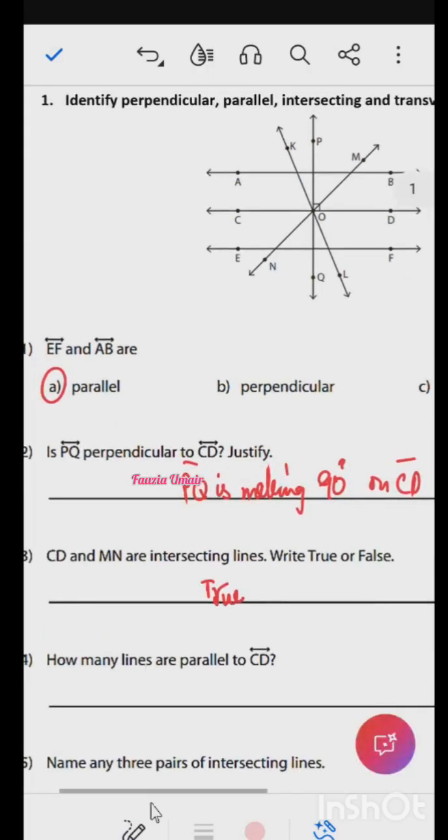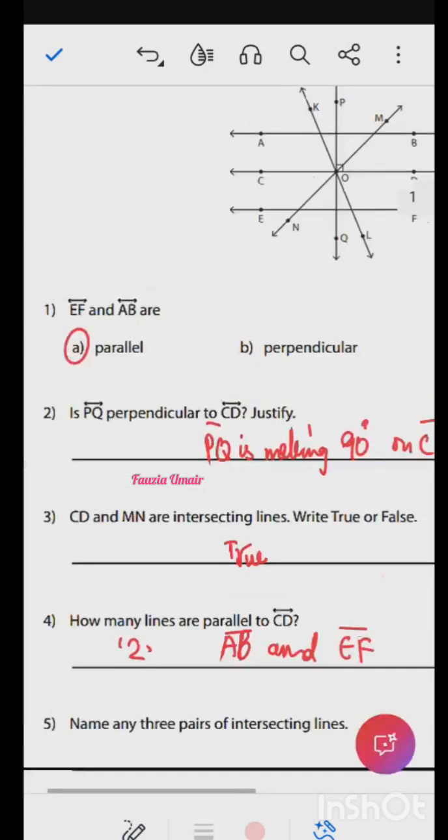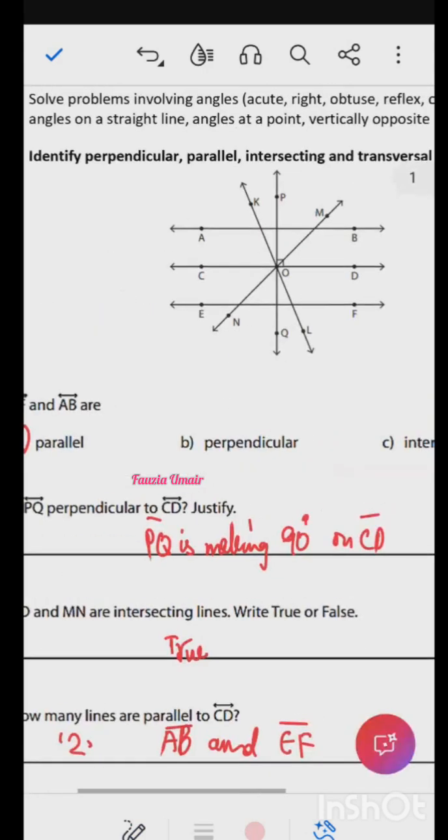How many lines are parallel to CD? Two parallel lines, right? Which two? Ma'am, AB and EF. AB and EF. Very good. So name any three pairs of intersecting lines, any three pairs of intersecting lines.